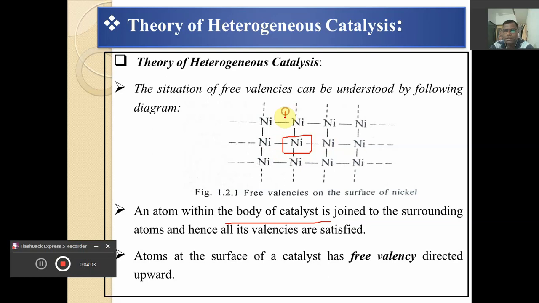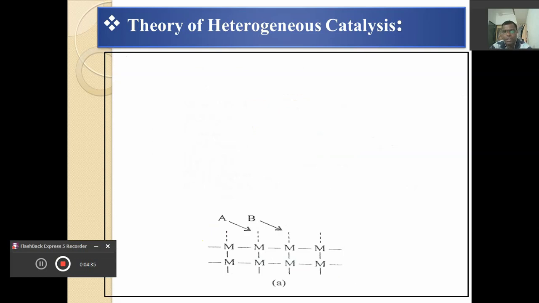But if you look at the atoms which are present at the surface, for these nickel atoms three valences are involved in bonding, but the fourth one, you can see here, does not have any bond. So this is called the free valency. For the corner nickel, there are two free valencies. Atoms at the surface of the catalyst thus have a free valency directed in the outward direction.